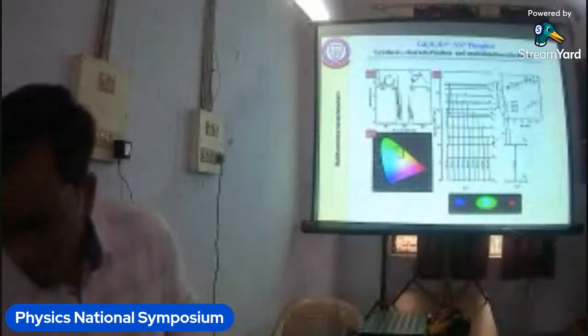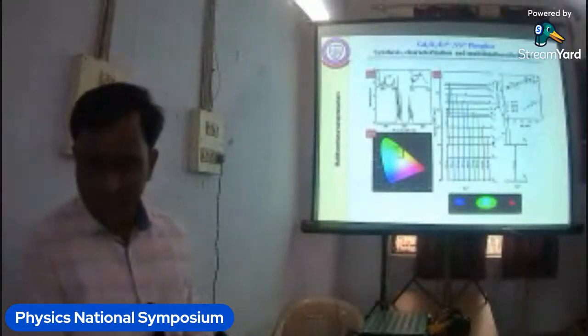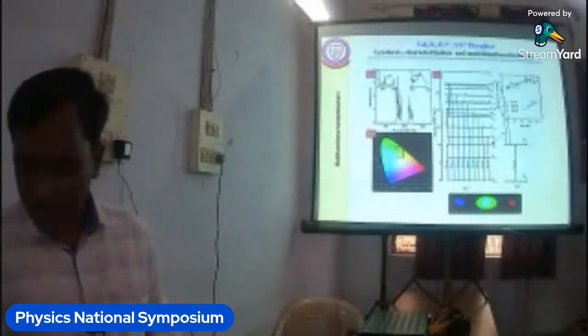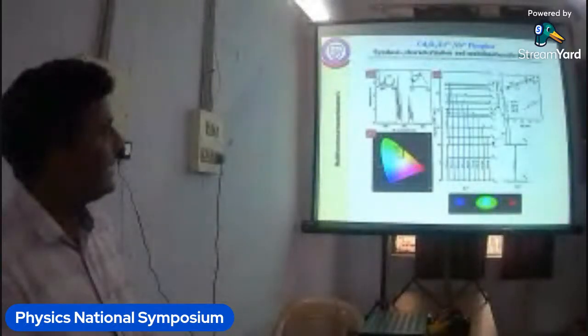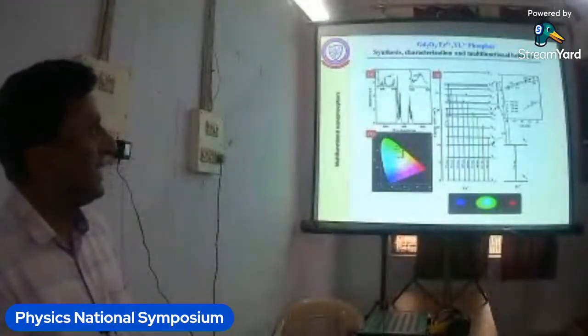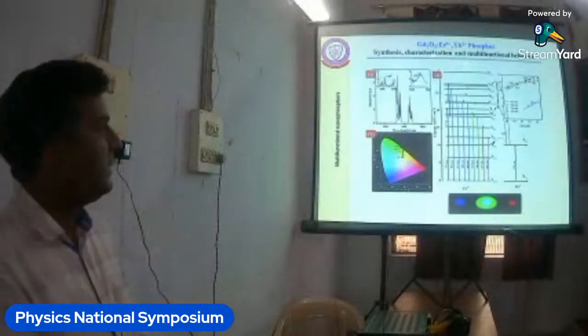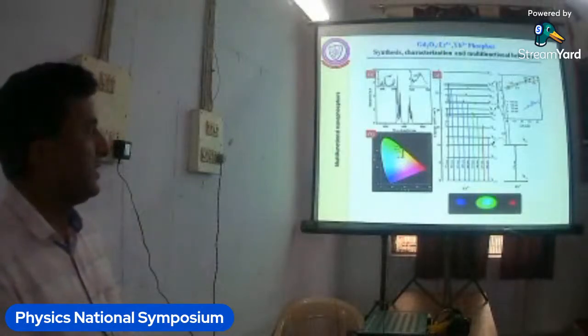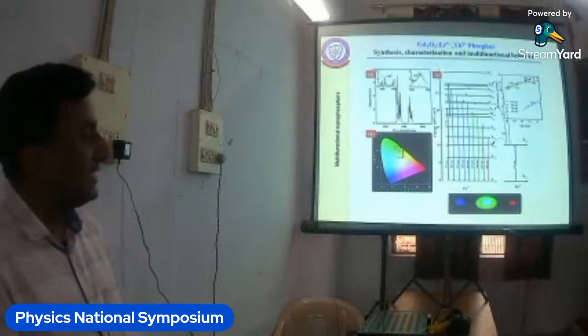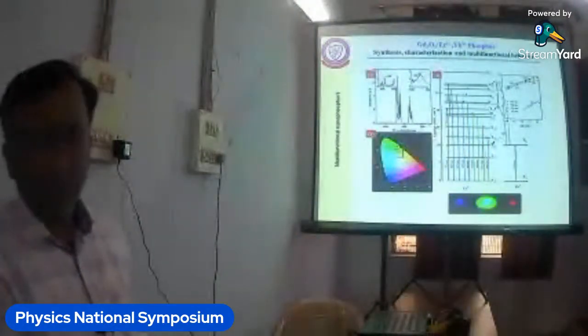Okay, so I am coming to a real system where we can see the upconversion emission. In this case, there is a host, gadolinium oxide, which has been doped with erbium and Yb. As I said, Yb will be used as a sensitizer, and erbium will give you upconversion emission. We are exciting by 976 nanometer laser, and we are getting emission.